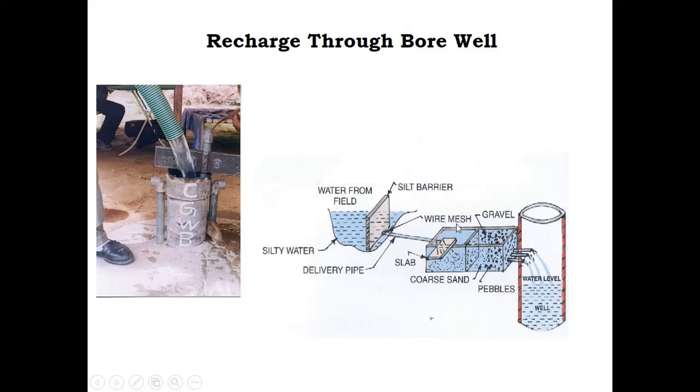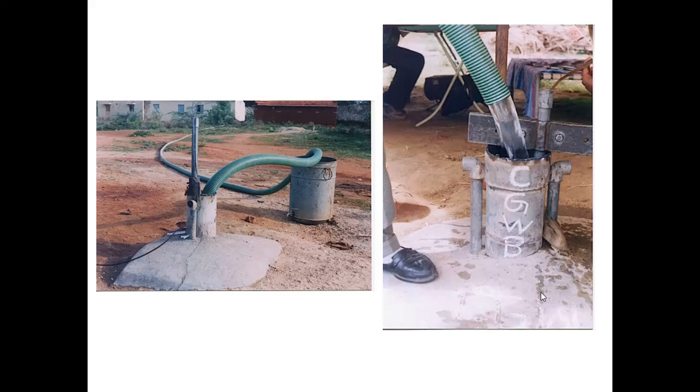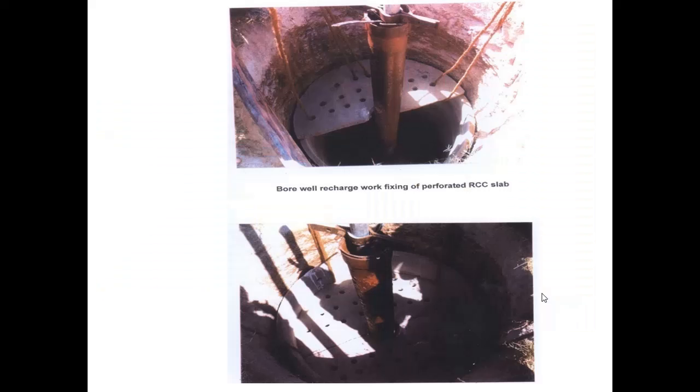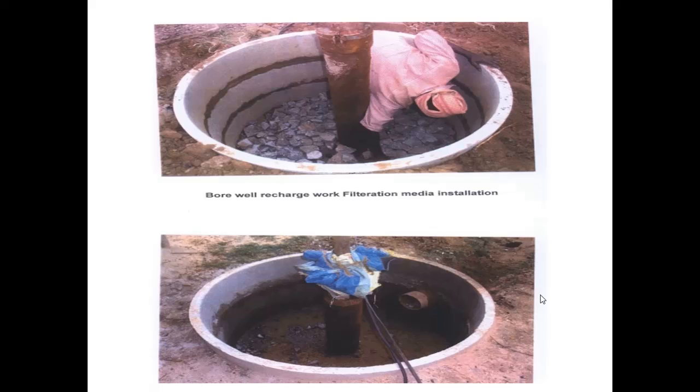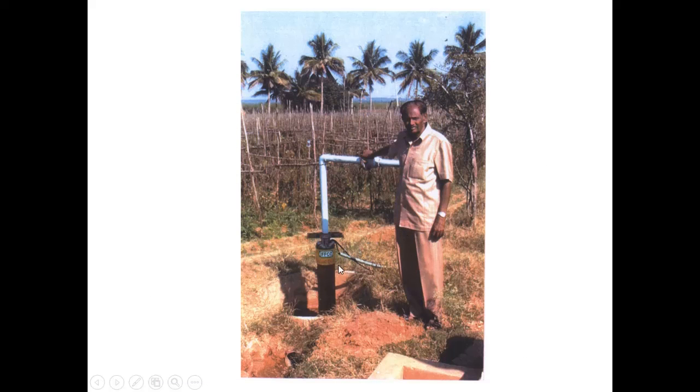So recharge through borewell. Here the water has been stored at some place. The runoff has been stored, and there should be a silt barrier, and it may be a wire mesh or impermeable mesh or biological membrane like that, and this is connected to coarse sand and gravel. Here it is once again filtered, and then it is connected to the borewell. All the photographs showing borewell recharge. This photo shows borewell recharge work, filtration media installation, the recharge borewell structure.